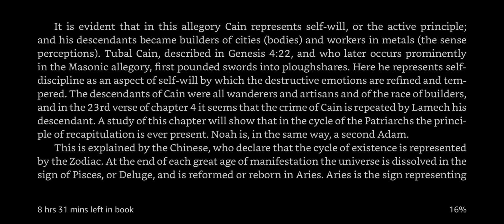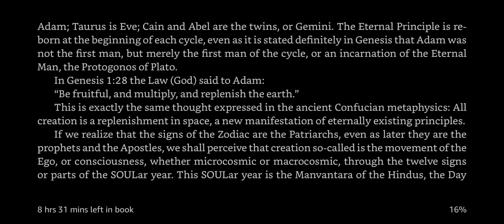This is explained by the Chinese, who declare that the cycle of existence is represented by the zodiac. At the end of each great age of manifestation, the universe is dissolved in the sign of Pisces, or deluge, and is reformed or born in Aries. Aries is the sign representing Adam. Taurus is Eve. Cain and Abel are the twins, or Gemini.